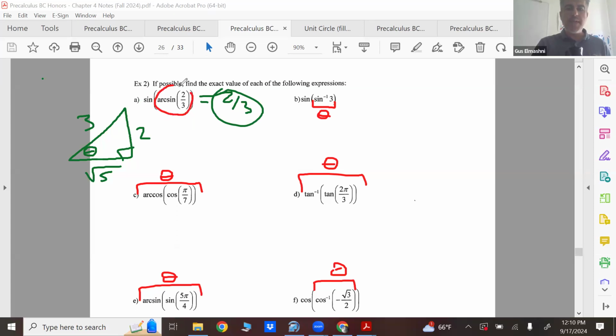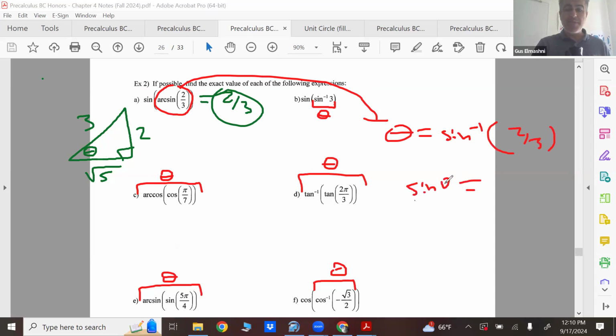So what does this mean again? This means theta equals inverse sine of 2/3. So isn't that the same thing as saying sine theta equals 2/3, right? Because why did we get the inverse in the first place? We switched the inputs and outputs, right? So these are the same thing. That's why I could draw that right triangle like I just did. The 2 represents opposite, the 3 represents hypotenuse. The arc sine as a whole represents an angle, or theta.